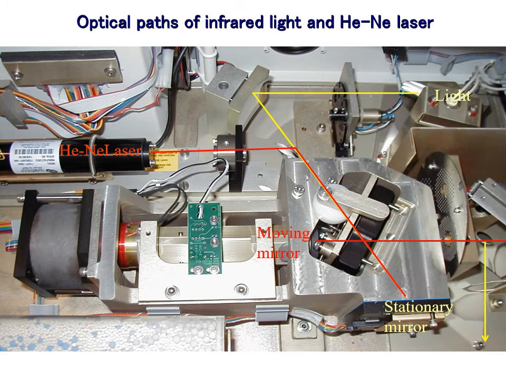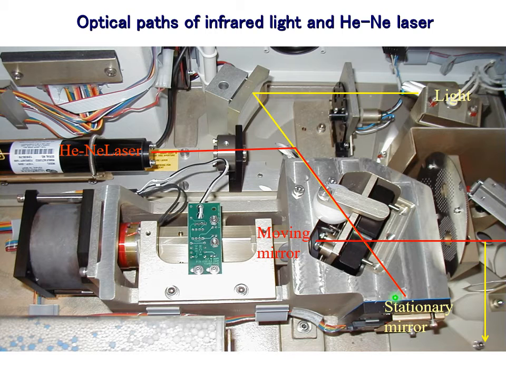This slide shows the path of infrared light and the helium neon laser. The light emitted from the infrared light source is reflected by this mirror and enters the interference system. The beam splitter mixes the reflected light from the moving mirror and the reflected light from the fixed mirror, and goes to the sample side.